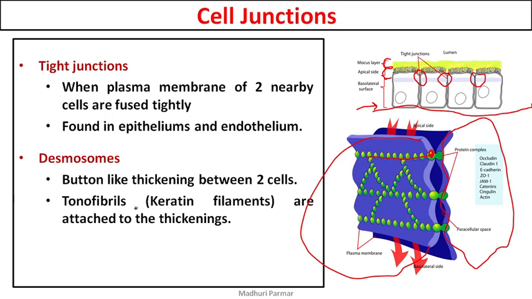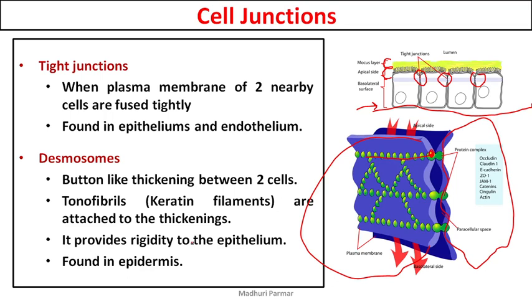There are tonofibrils, which are nothing but keratin filaments. They are just called tonofibrils, attached to these thickenings. It provides rigidity to the epithelium, and it is found in the epidermis. Okay, epidermis means your skin. It is found in skin. Epi means upper, and dermis means skin.